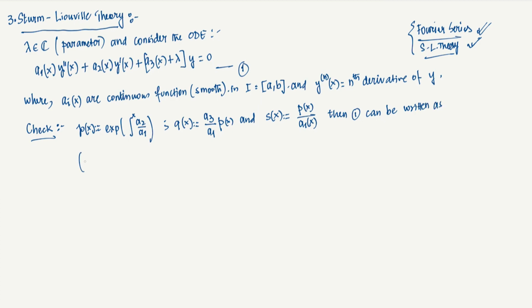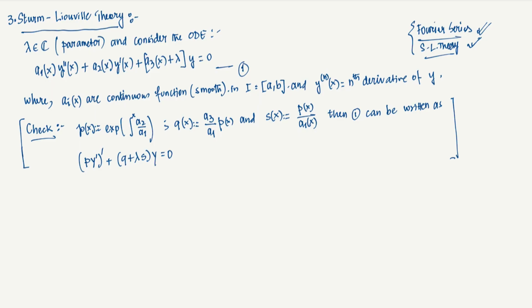We can write it like this: p y prime whole prime plus q plus lambda s times y equals 0. You can write it like this. So this part you have to check. Please check it yourself. It's very easy to check. Essentially, this is the set of some sort of concept known as integrating factors. So please do that.